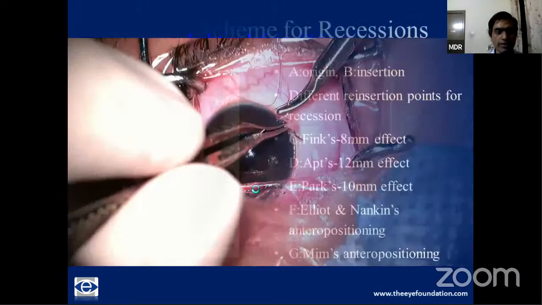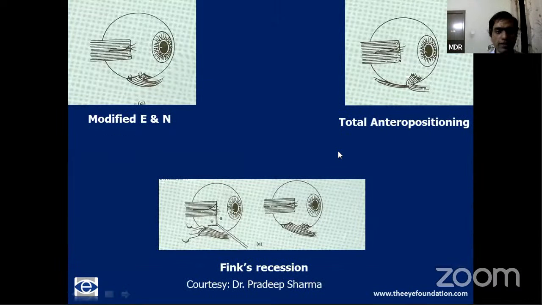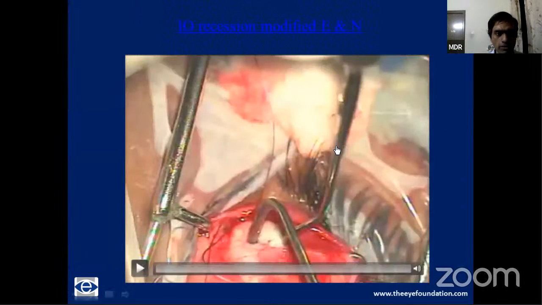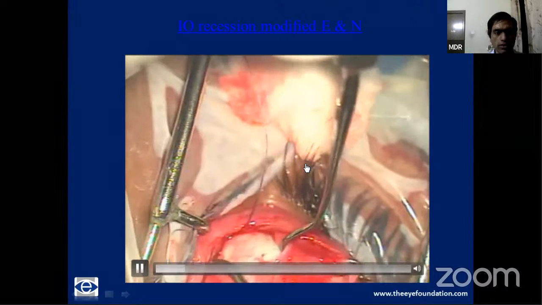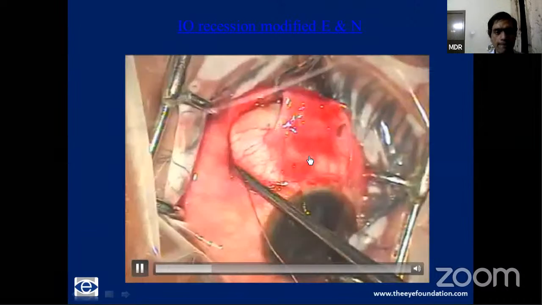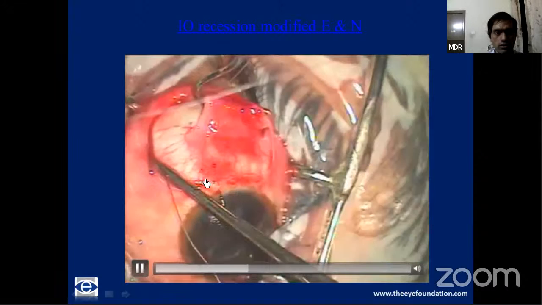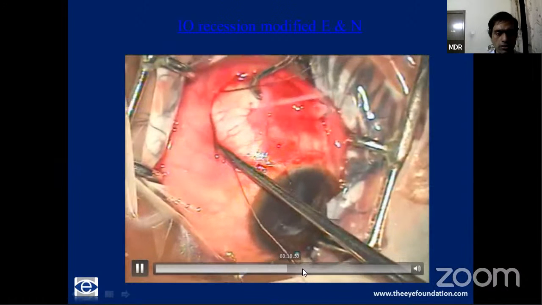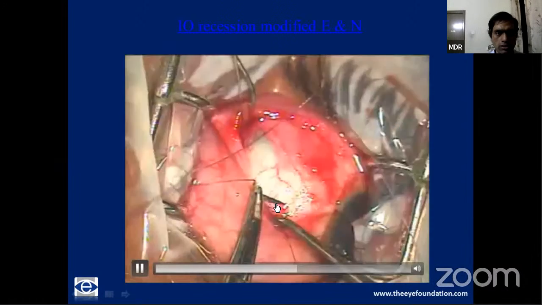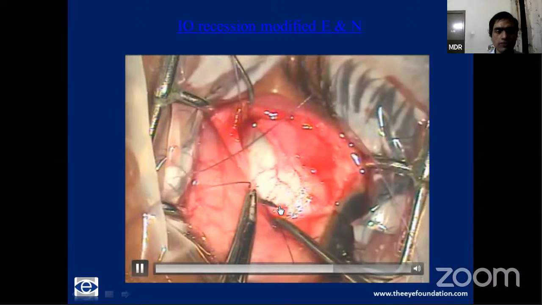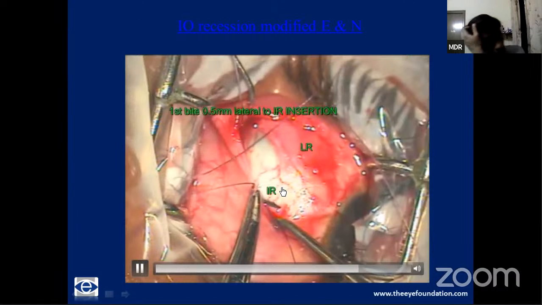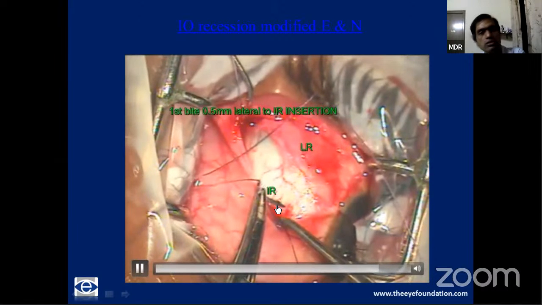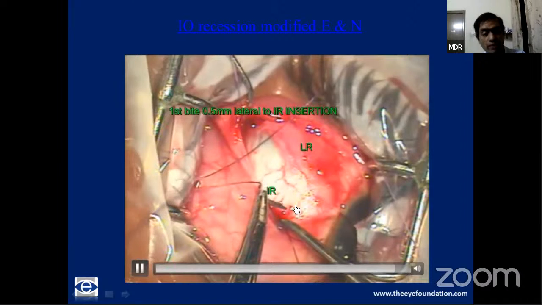So these are the schema for recession, the relevant anatomy, and this is from Rosenbaum's book again, modified Elliott and Nankin's, and anteroposition. I would recommend this book. And this is the modified Elliott and Nankin's. This is the lateral rectus. This is the inferior rectus. You pass one bite 0.5 millimeter lateral to the true insertion of the inferior rectus, and the second bite 5 millimeter behind.